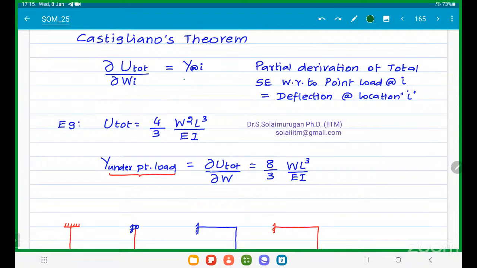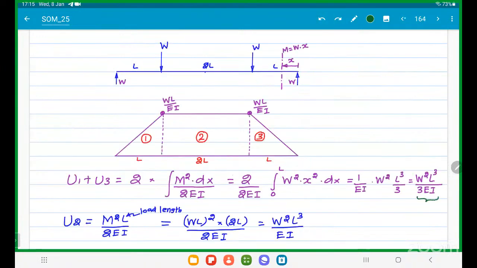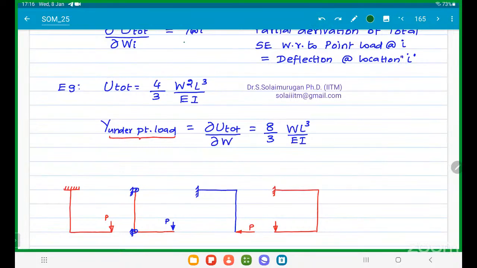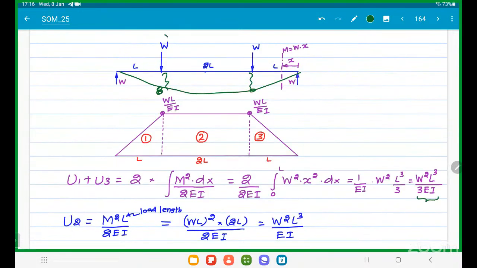Okay, done, sir. Now come to our case. Total strain energy formula is ready. This is the total strain energy formula. If I differentiate with respect to W, what is the answer? 8 by 3 W L cube by EI. Right? Sir, where is the deflection, sir? This point and this point. Correct? This deflection is nothing but this calculated one, because we are differentiating with respect to this location's point load.